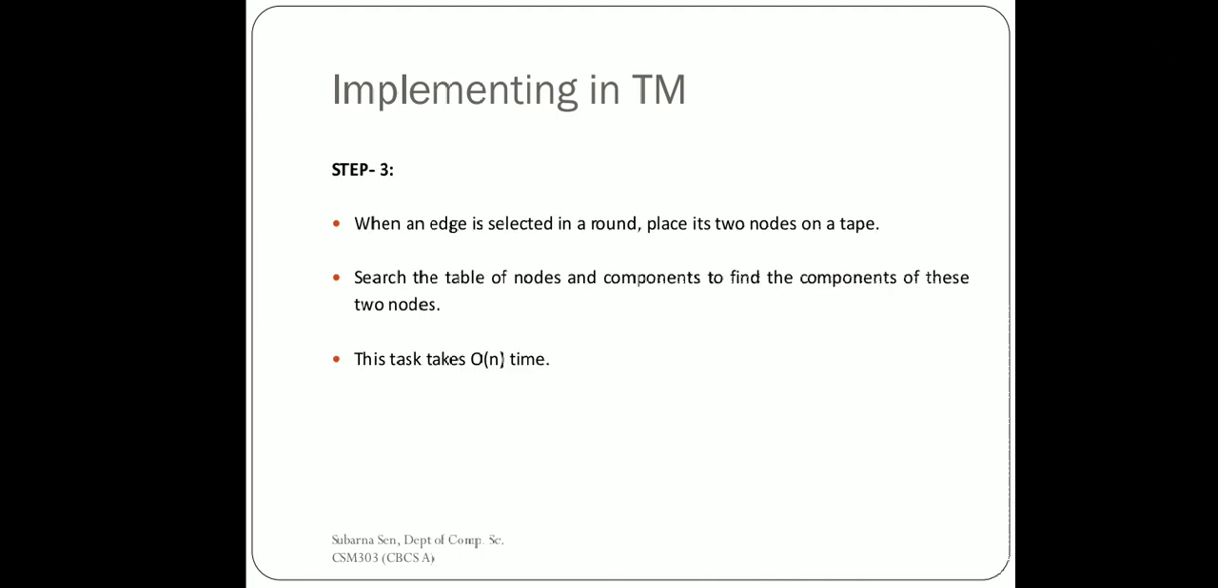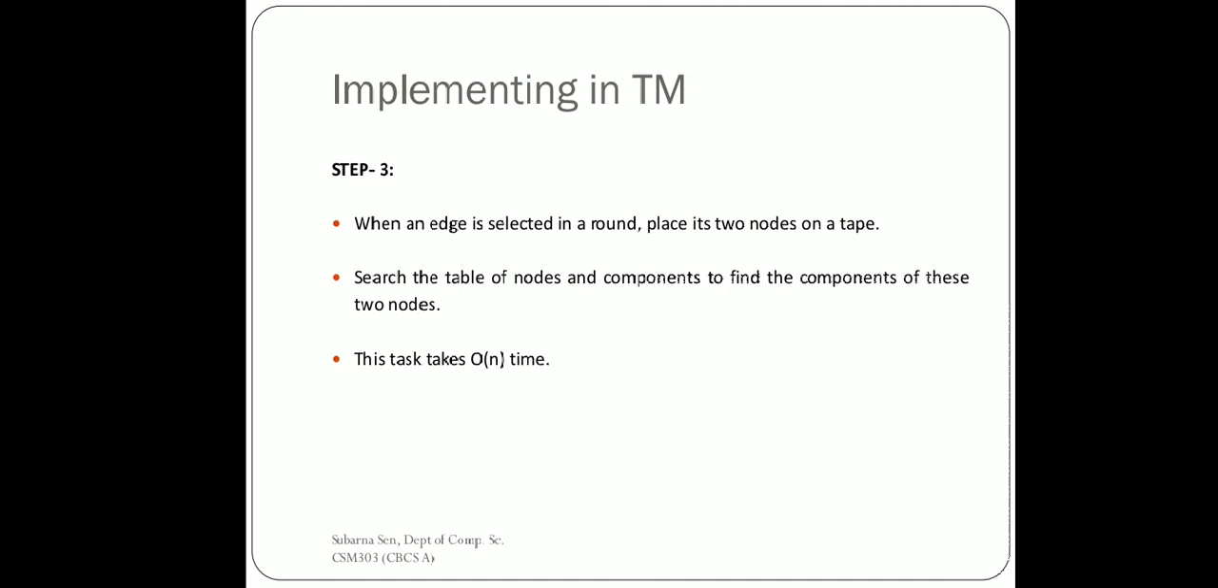Now when an edge is selected in a round, we place its two nodes on a tape. Why? Because we have to store the vertices as well. So whenever we pick up an edge, its vertices are stored on a tape. Now search the table of nodes and components to find the components of these two nodes. Since we are storing the nodes of a particular edge, we can follow the table of nodes and their components to pick up, if we have selected this one, what its component is.